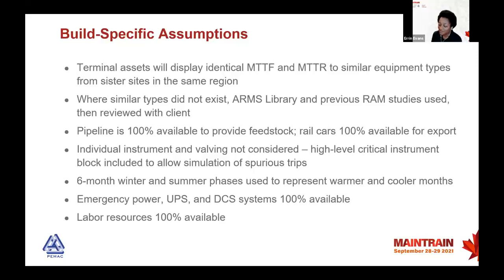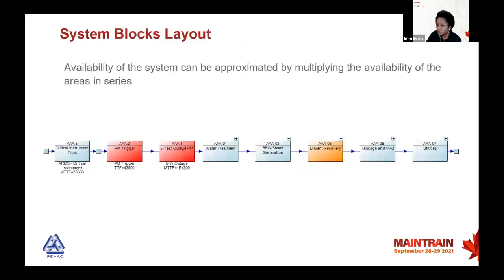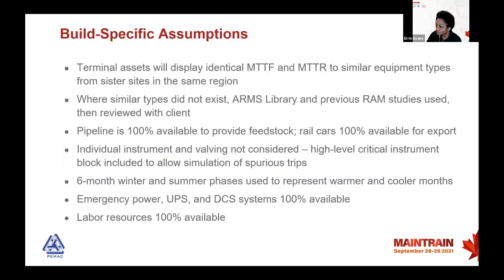And then individual instrumentation and valving were not considered, but I did include a block to represent spurious trips of critical instruments. And you all may have seen that actually in one of the first blocks that we saw here. So that's where the spurious instrument trips are represented. And then 6-month winter and summer phases were used to represent the warmer and cooler months. The software allows for rules to be defined based on these phases, and I'll share what some of those were later. And then lastly, emergency power, UPS systems, UCS systems, and labor resources were assumed 100% available.